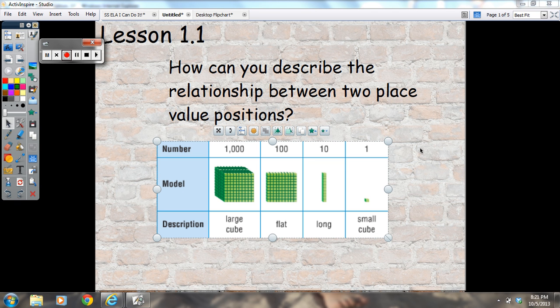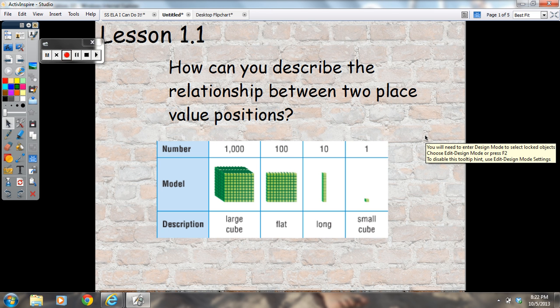Welcome, boys and girls. What I'm going to show you here is our lesson 1.1, which asks us how we can describe the relationship between two place value positions.